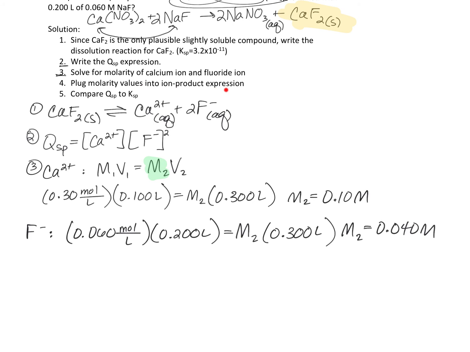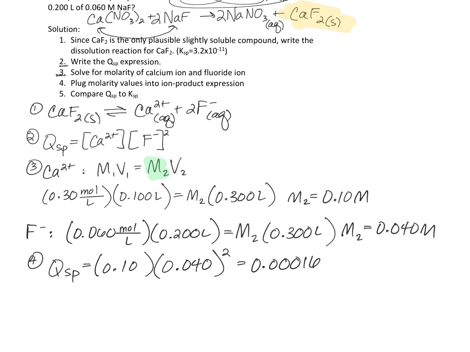We want to plug the molarity values into the ion product expression, which is your Ksp. So this is step 4. Ksp is equal to, I'm looking up here, my calcium concentration 0.10, times my fluoride concentration squared. So 0.040 squared. Okay, 0.00016. Now the question is, how does Qsp compare to Ksp?